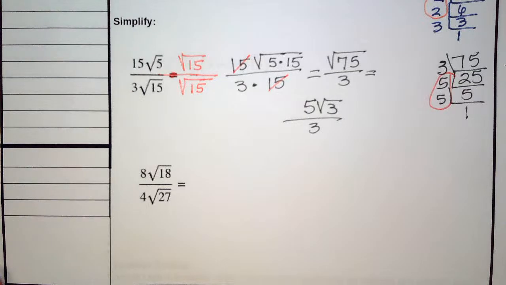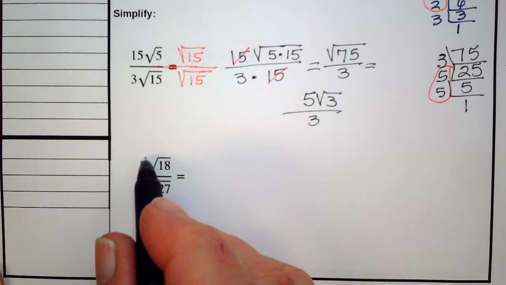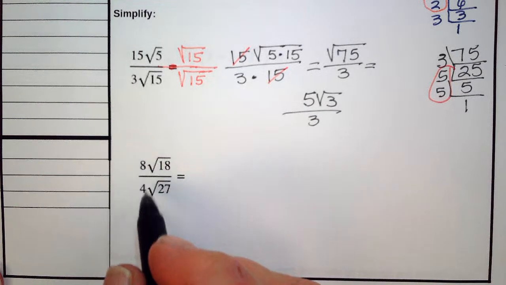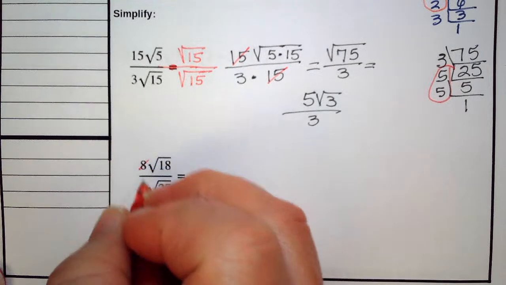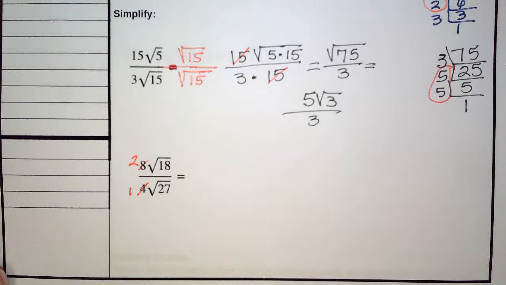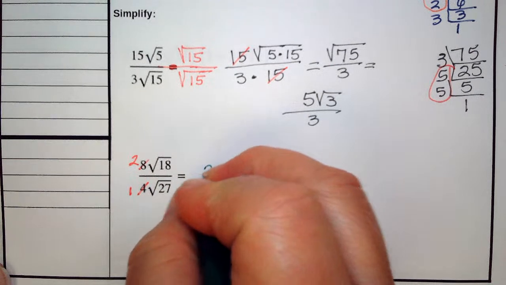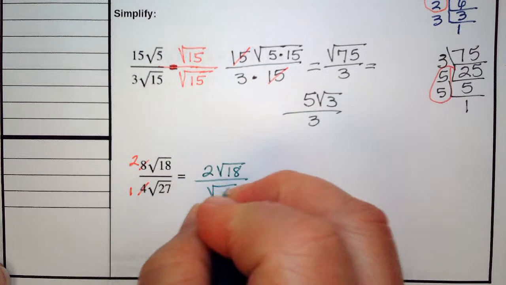For the last one, I'm looking and I'm thinking, 18 and 27 need to be simplified first. But I can always look, and I've got 8 divided by 4. I'm going to go ahead and get rid of that because this is going to become 1 and this will be 2. So I'm going to start by having 2 square root of 18 over the square root of 27.